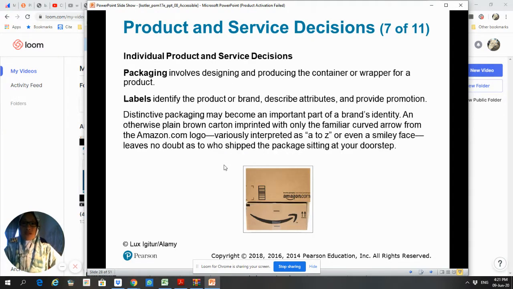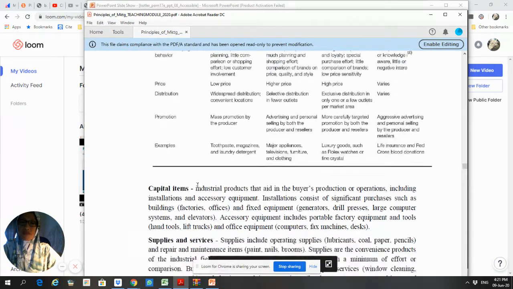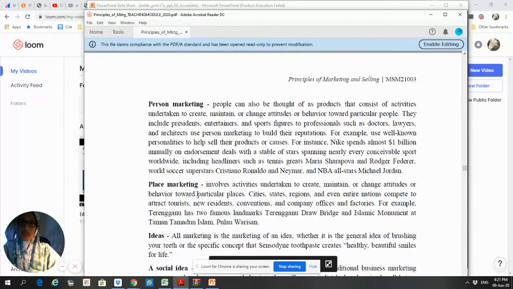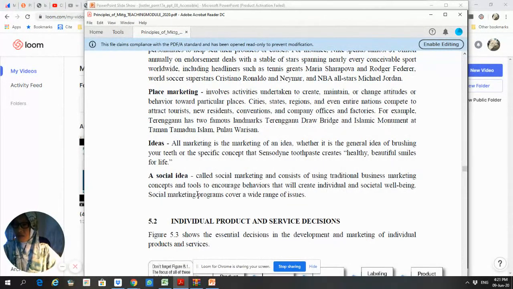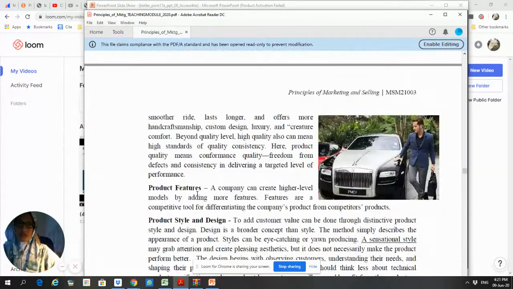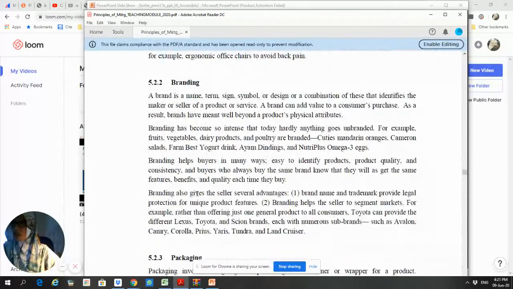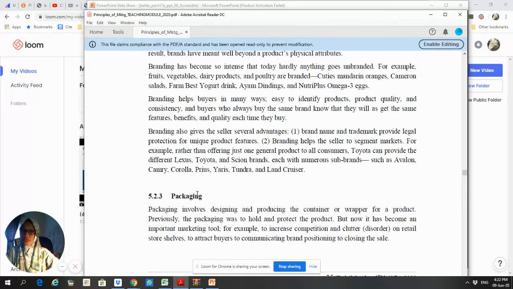Can you get me? Okay, next is the decision about packaging and labels. We go one by one. I'd like to have an example of IKEA. You know IKEA, the concept of IKEA is they sell do-it-yourself products. So every single thing from packaging, the box design, is all about DIY. You can self-assemble it.